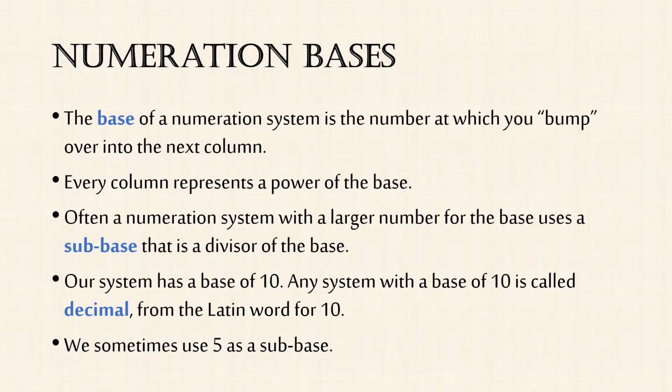numeration systems that have a larger number for a base, like for example, the Mayan system with base 20, have a sub base that's some kind of divisor of the base. So in the case of ours, we occasionally use 5. Think about how when you do tally marks, you do 5 tally marks and then you do another 5 tally marks. So that's you using 5 as a sub base. And our system's base is 10. A system with a base of 10 is called decimal.